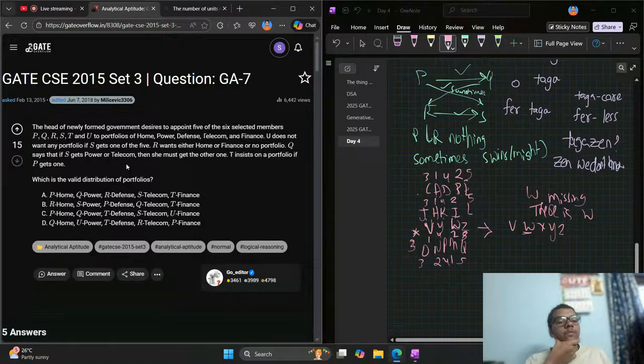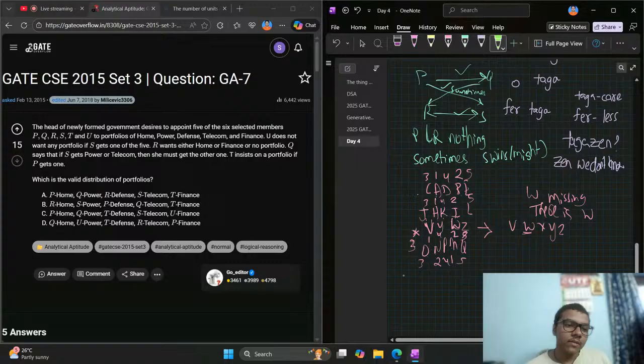The head of the newly formed government desires to appoint five of the six elected members to portfolios of Home, Power, Defense, Telecom, and Finance. U does not want any portfolio if S gets one of the five. R wants either Home or Finance or no portfolio. Q says if S gets Power or Telecom, then she must get the other one. T insists on a portfolio if P gets one.